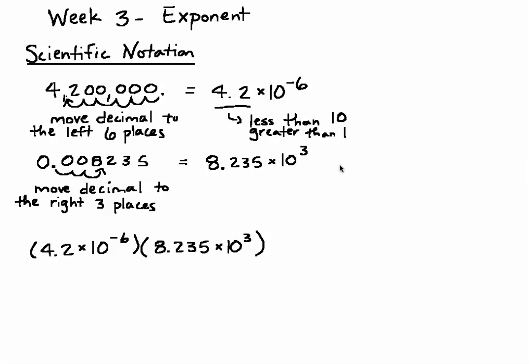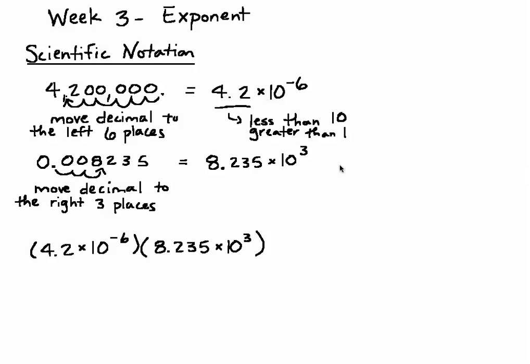So we move the decimal place to the left 6 places, and that gives us 4.2. And the number of places we move the decimal becomes our exponent. If we move it to the left, it's a negative. If we move it to the right, it's going to be a positive. In this case, it's 4.2 times 10 to the negative 6 power.